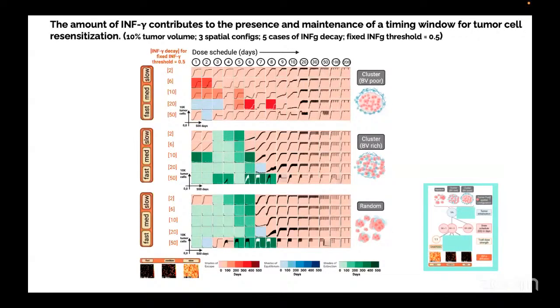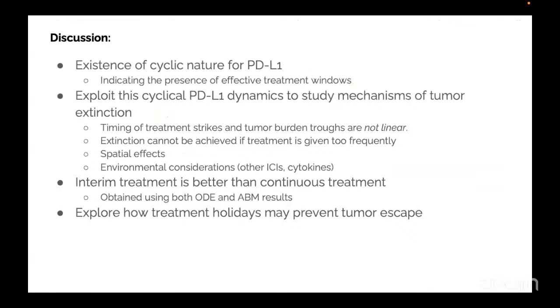Another test that we did was, in this particular experiment, to adjust the strength of interferon gamma that exists in the system. Again, we can see that we have these patches of blues and greens, which is what we really need. So it does indicate that there are these optimal windows that we can strike into. And this is very informative for understanding what the next treatment should be for the patient.